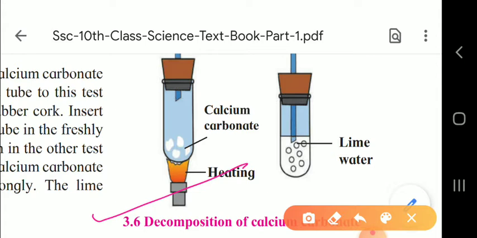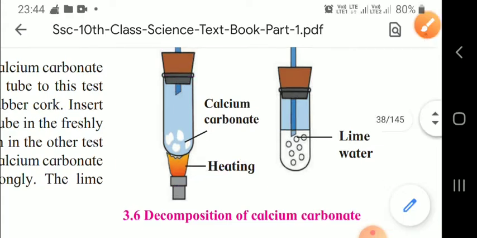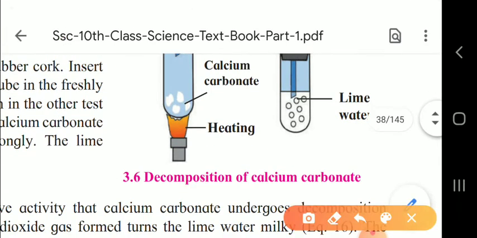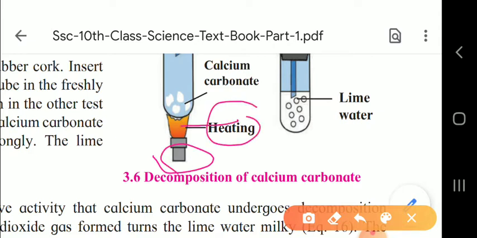So this is the rubber cork. Here down it is the burner, because we are heating here, and here we have taken lime water. In this test tube we have taken calcium carbonate. So what chemicals do we need? Calcium carbonate, freshly prepared lime water, etc.